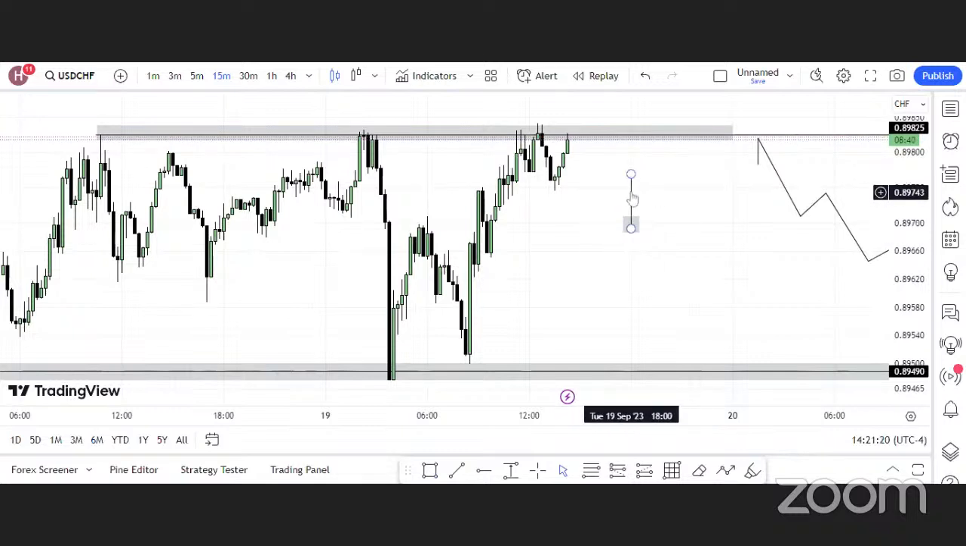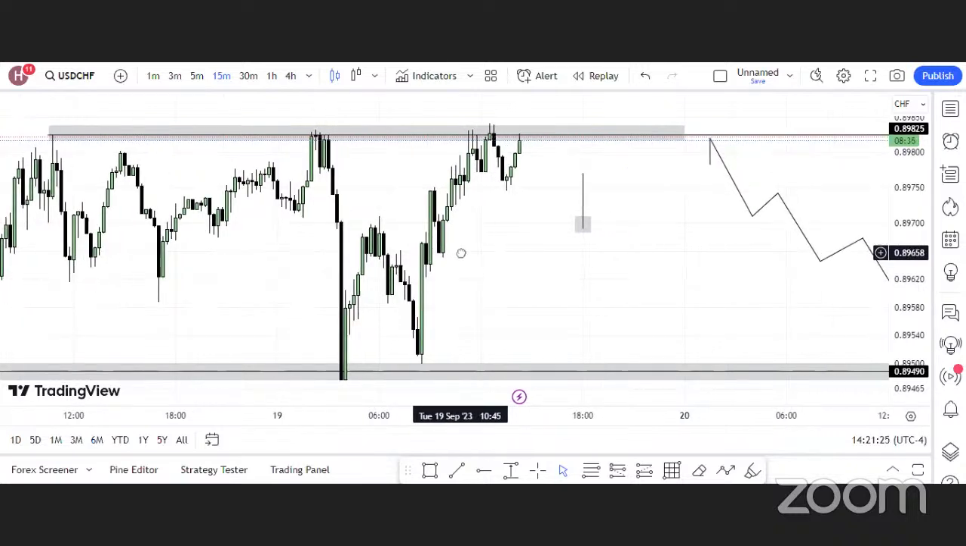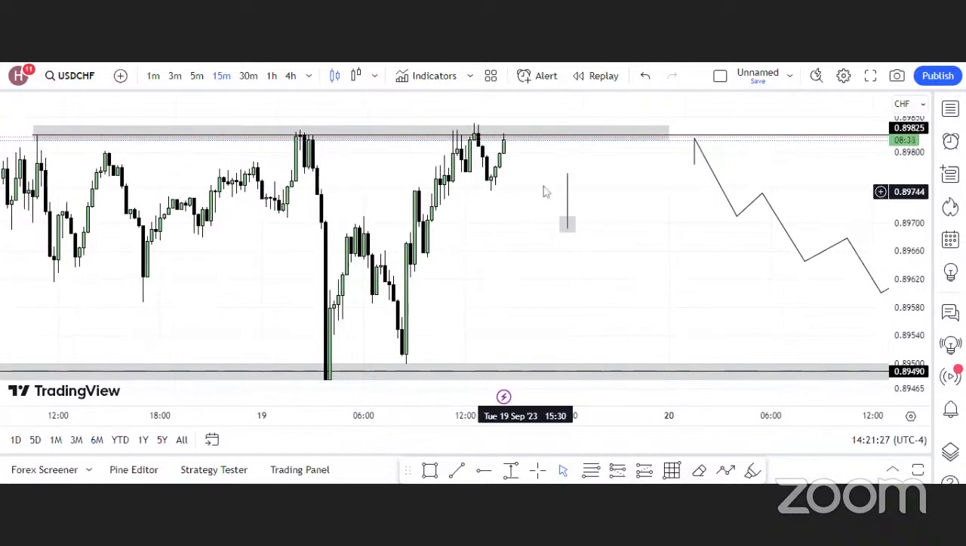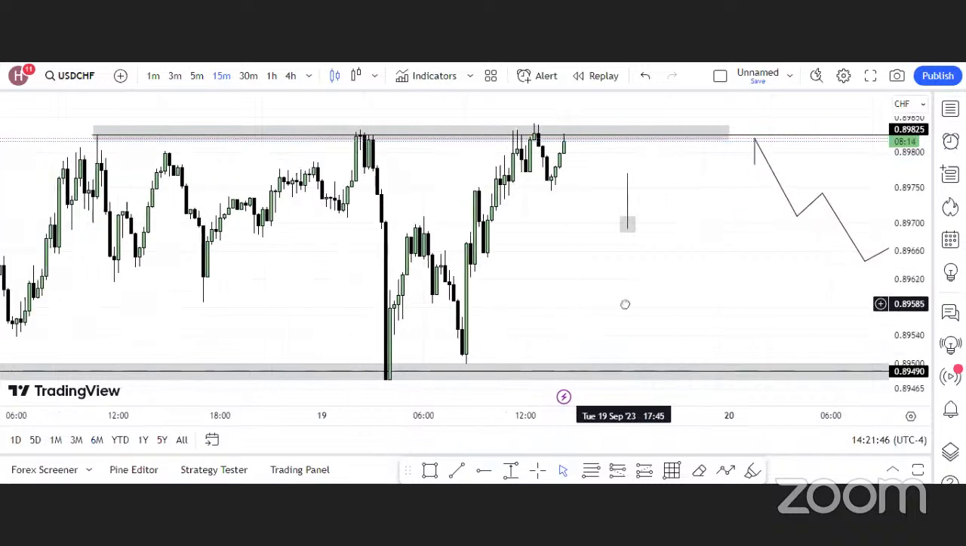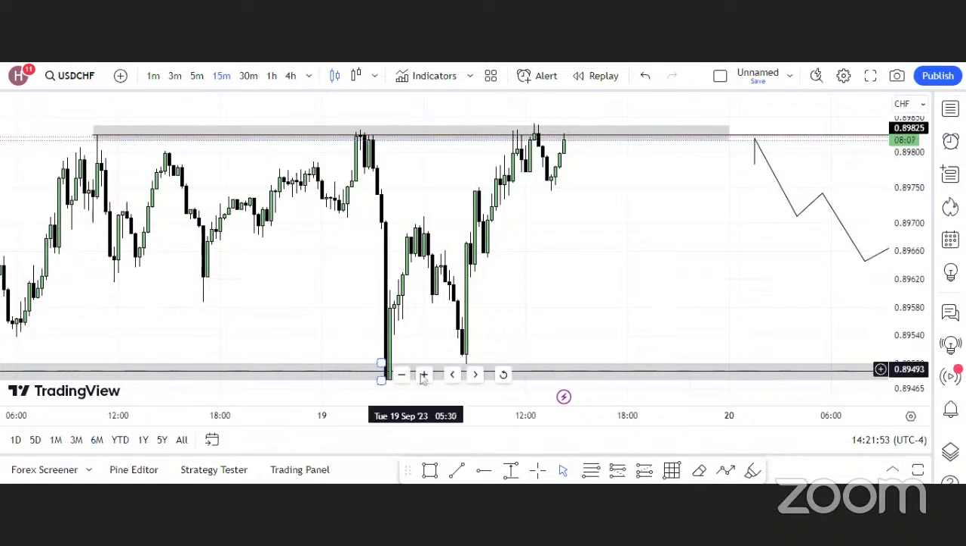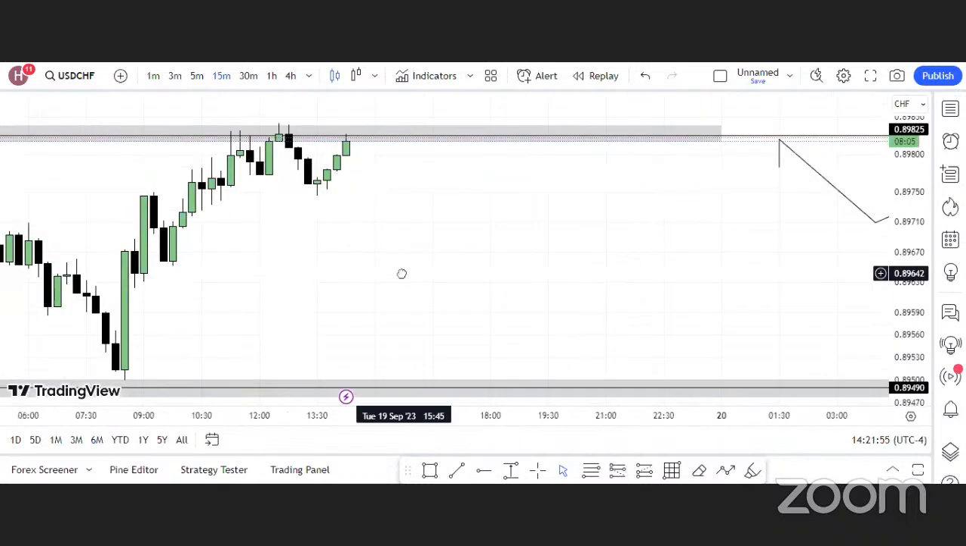Okay, so let me show you examples of this. This can actually happen anywhere. It can happen at the top here, telling you that the market is going to go down, or it can happen below here, telling you that the market is going to go up. Let me show you how it looks on a live chart. Let me zoom in on this.